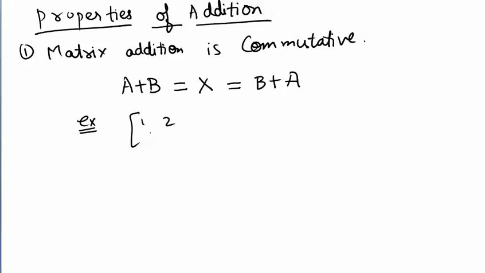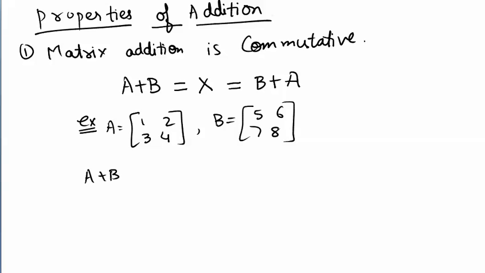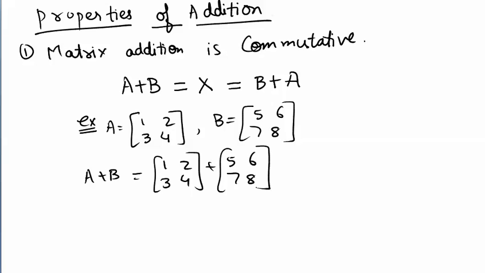If I take the same example, my matrix A was 1 2 3 4 and matrix B was 5 6 7 8, right? So if I do A plus B, I'm saying matrix A plus matrix B, correct? This will give me 6 8 10 and 12, which we have solved earlier. And if I say matrix B plus A, it won't make any difference.